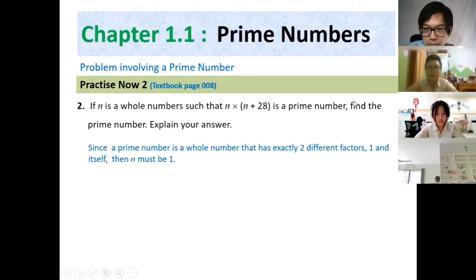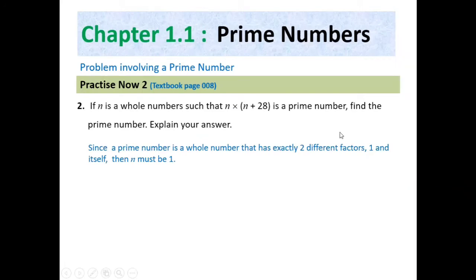There you go. Since a prime is a whole number that has exactly 2 different factors, 1 and itself, then n must be 1. So that's the simple explanation, that's all.